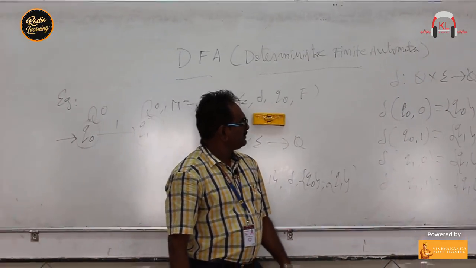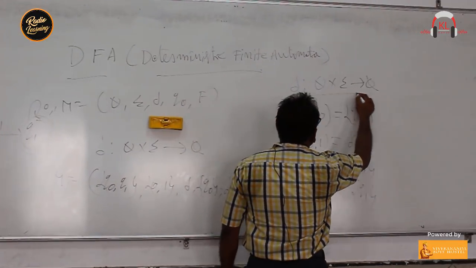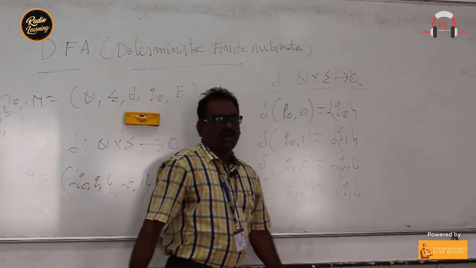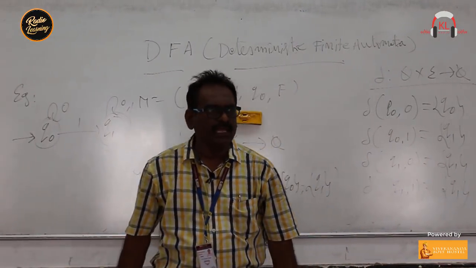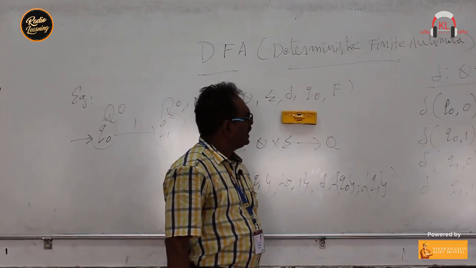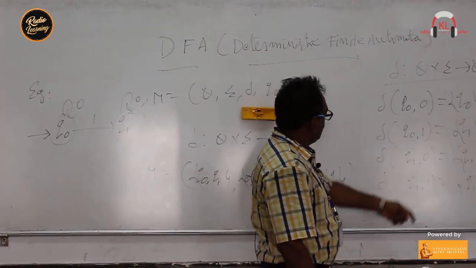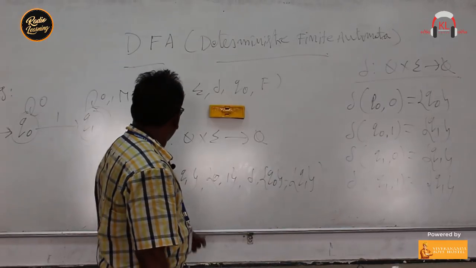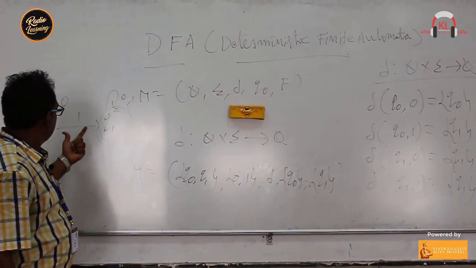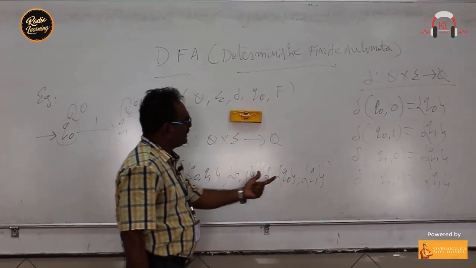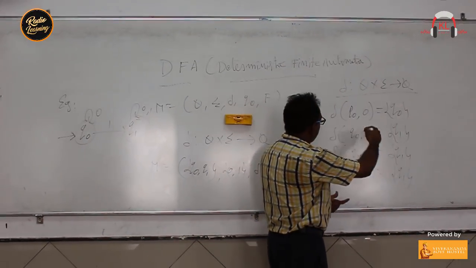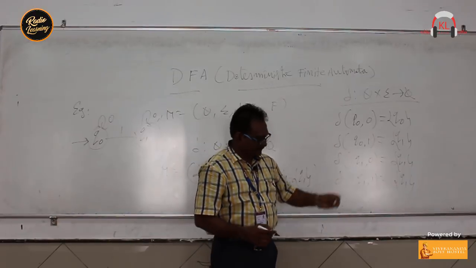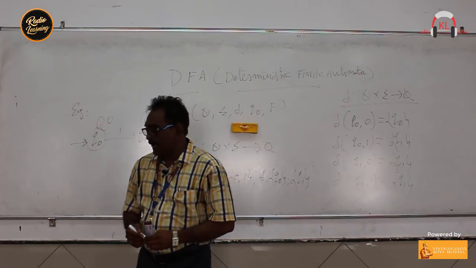The transition function actually is mapping Q cross sigma to Q. The outcome of the DFA is a single state. So in such a way I have to find the transition function, with the states and the input symbols, and write the transition functions like that.